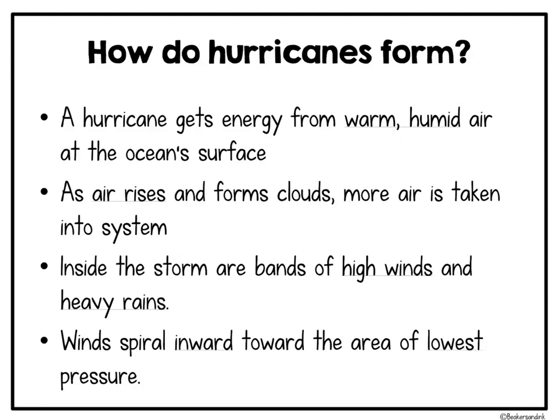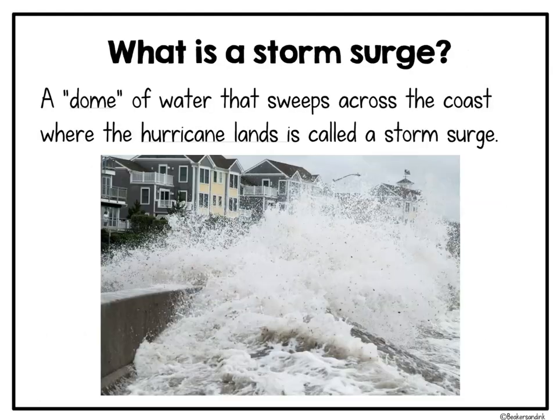Now, with hurricanes, the winds can be very, very damaging. But another thing that's really damaging with hurricanes is something called the storm surge. And you've probably heard this if you followed hurricanes such as Katrina. The storm surge is a dome of water that sweeps across the coast where the hurricane lands. So the storm surges are frequently the most devastating part of that hurricane. As a hurricane's winds spiral around and around the storm, they push the water into a big mound at the storm's center. And this becomes really dangerous when the storm reaches land because it causes major flooding along the coast.